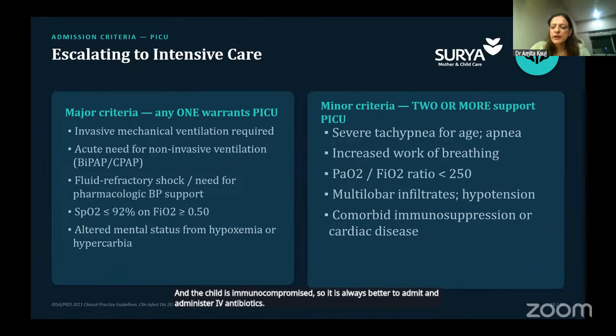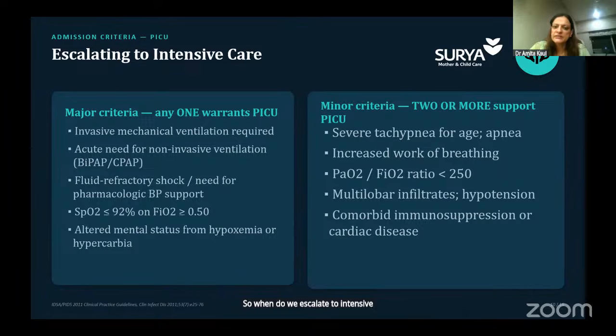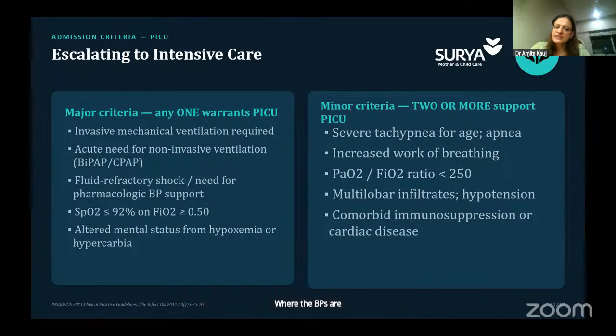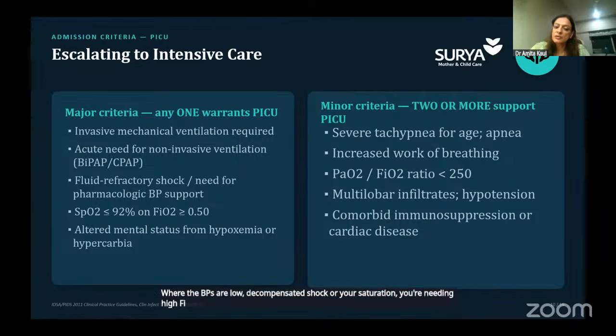So when do we escalate to intensive care? It's very, very obvious. Obviously, when the child is needing respiratory support, which could be a non-invasive respiratory support or HFNC, you're needing mechanical ventilation, child is very sick, has severe distress, or child presents in shock, where the BPs are low, decompensated shock, or you're needing high FiO2s, child is drowsy due to hypoxemia, whatever the reason. So these are the criteria where you directly admit the child into an intensive care unit.